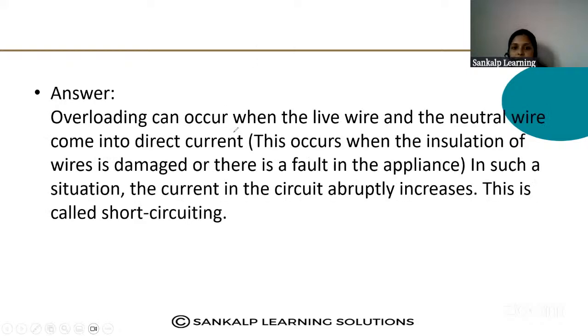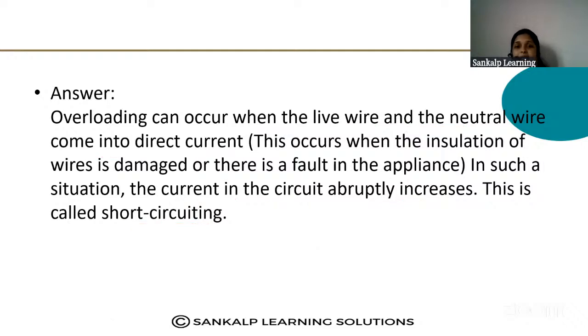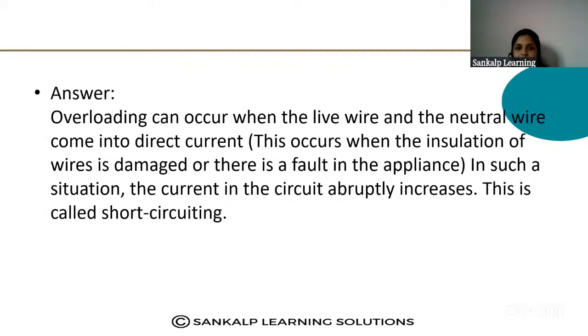A short circuit can occur when the live wire and the neutral wire come into direct contact. In such a situation, the current in the circuit abruptly increases. This is called short circuiting. A short circuit may also be caused when two wires are damaged and come into contact. So that is the reason for an electric short circuit. During this, the current flows very fast and very heavily in the electric wire. Note down the answer.